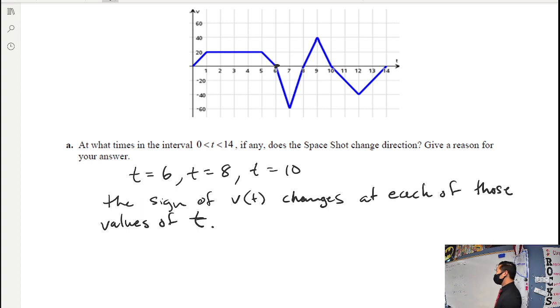Did you know what we called those points back when we first learned about this type of thing? Critical points. Yes, they are critical points. Not only are they critical points, they are possible maxes and mins, aren't they? They're extreme values, right? If they change signs, it's possible that it's either a max or a min there, right?